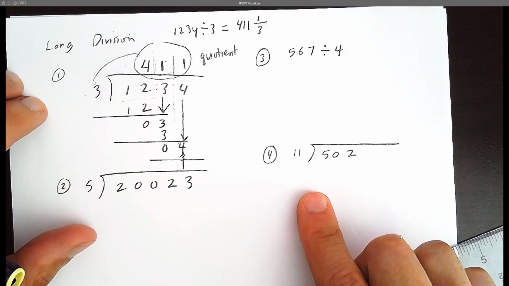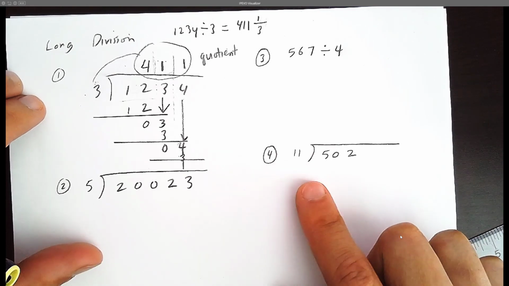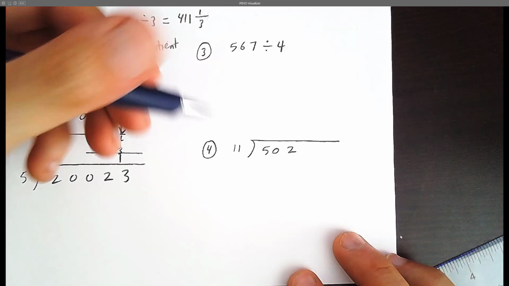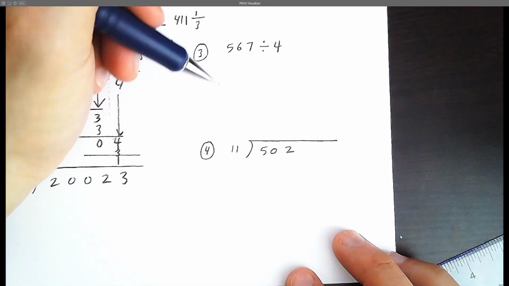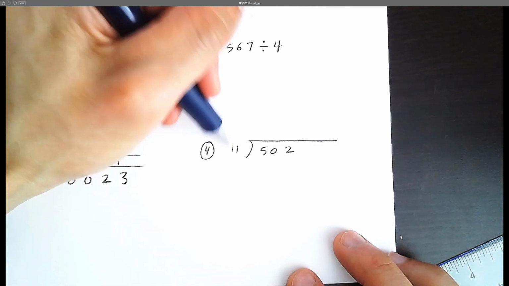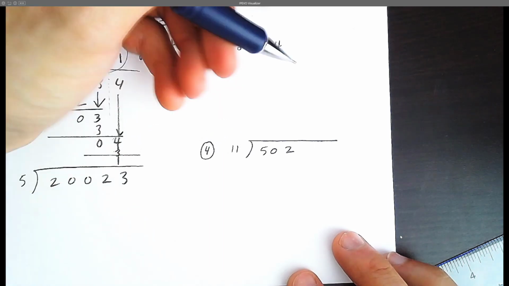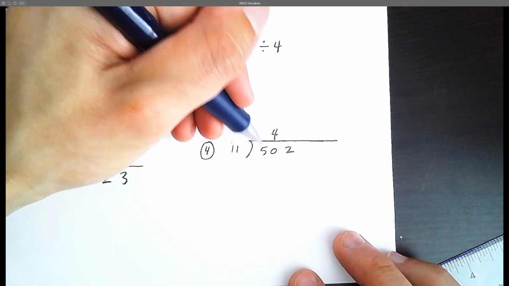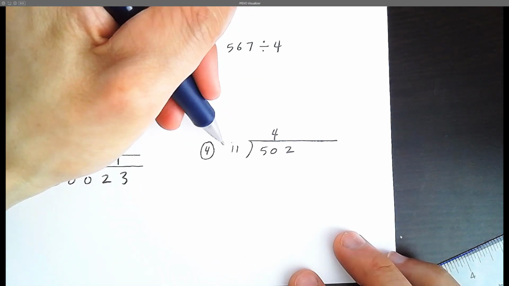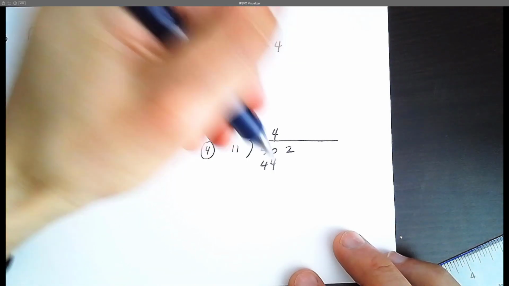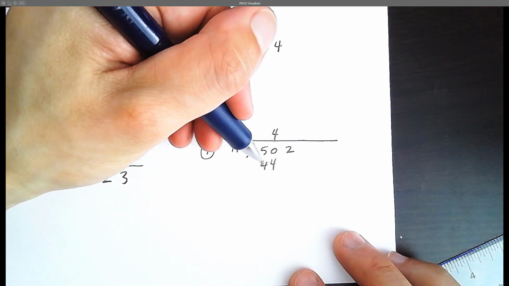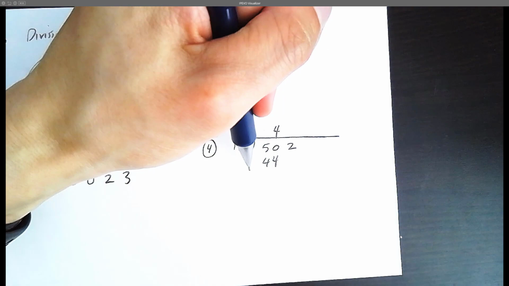I'm going to skip to this last question over here because we can practice it a different way. Number 4. 11 times what is 50? This question is a bit harder because we have 2 digits, but let's keep trying. 11 times 0, nothing fits into 5, so we skip over to the next digit here. 11 times 4 is 44. If you thought the answer was 5, 11 times 5 is 55, we pass it. You're not allowed to pass the number, so 4 is the correct answer.